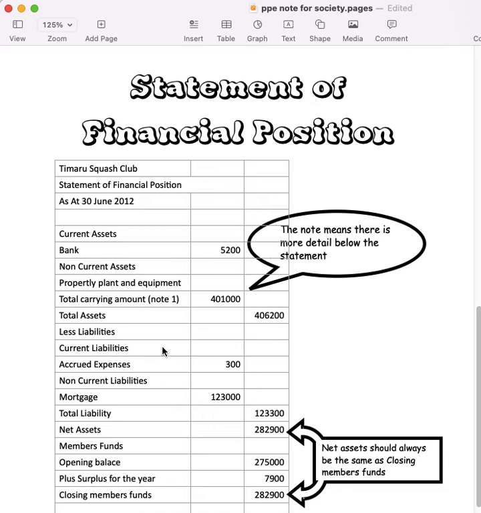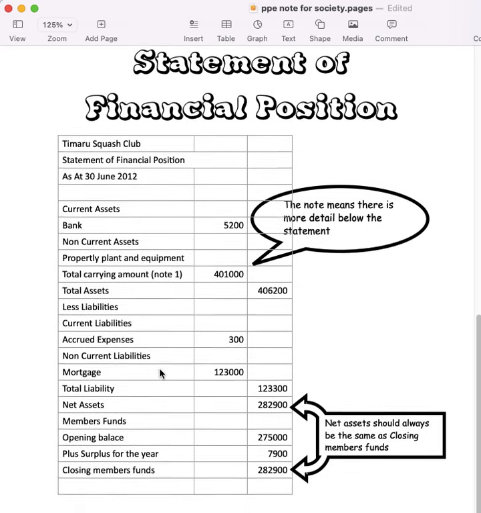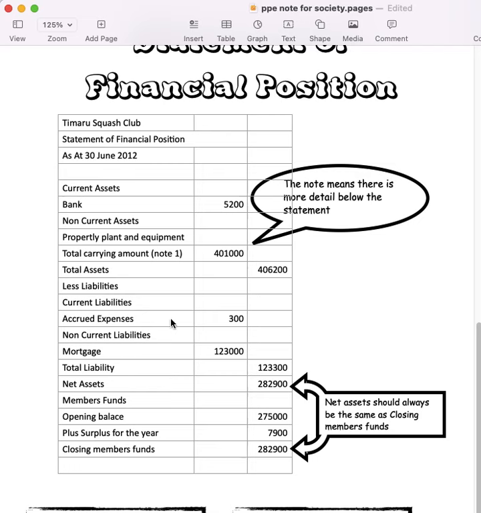Then we take away some liabilities. They've got accrued expenses. That means expenses that they haven't paid yet. And they've got a mortgage. So we add those together and put our total out in the next column. So this column's nice and clear and easy to see the totals. We don't have to try and add things up. The total is out here to make it easier to read.